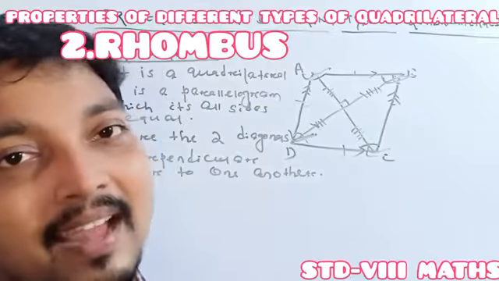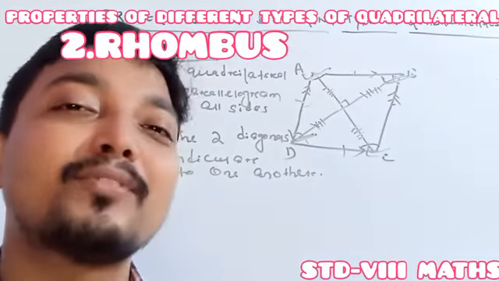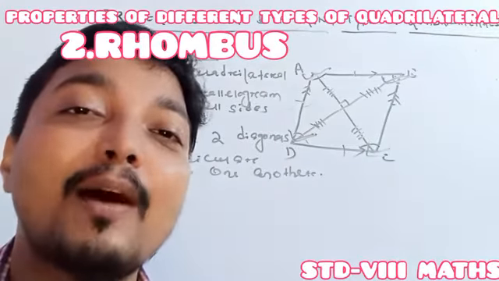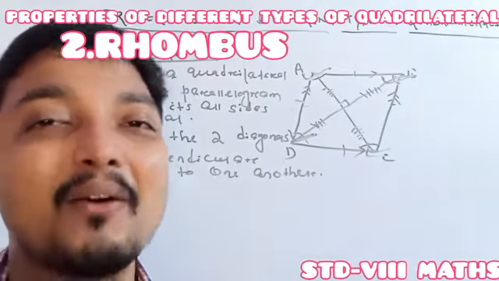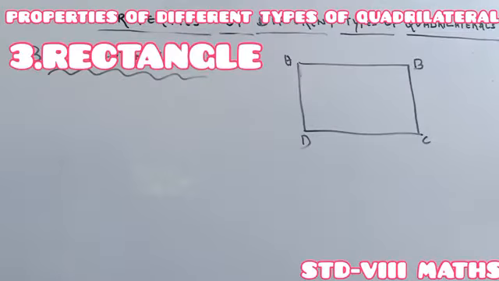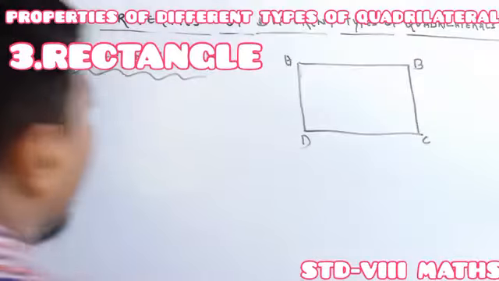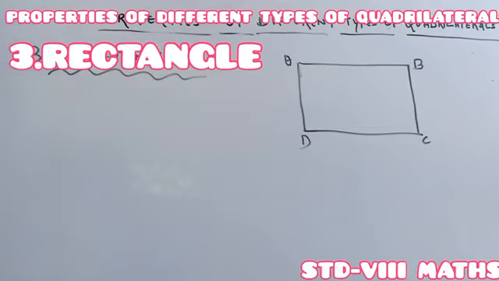Ready? So I am erasing this. Next we will discuss the rectangle, and after that the square. See, next one is the rectangle. We will discuss the rectangle having the four sides, 100%.